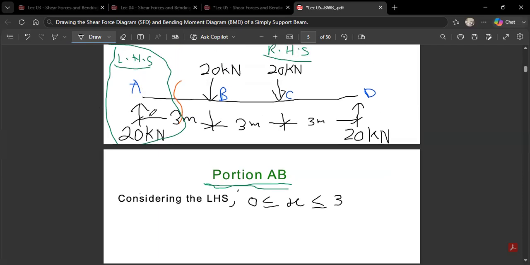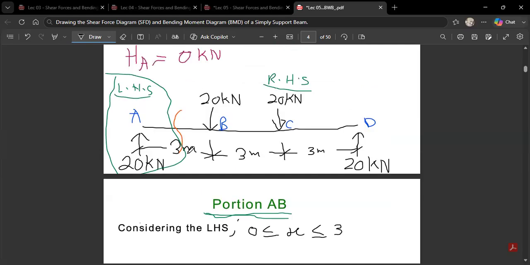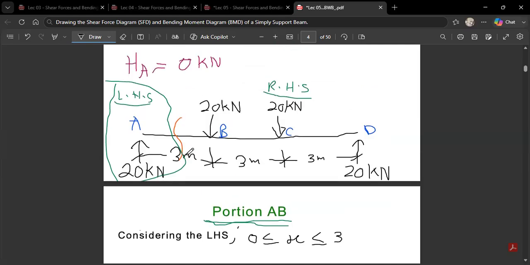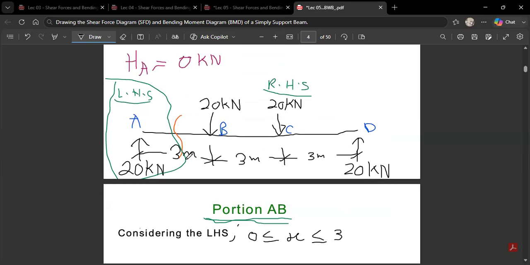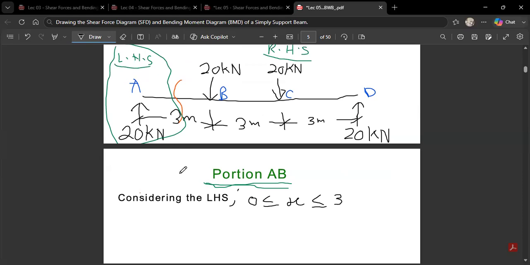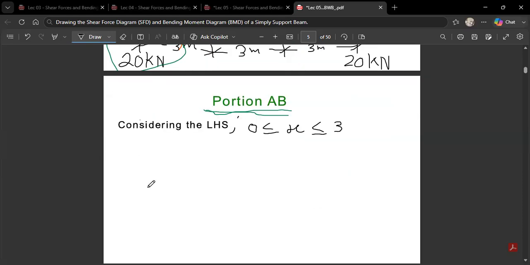We calculate for the shear force values. We also calculate for the bending moment values. Then we are good to go. Do you understand me? Then we are good to go. So I'm going to draw the left hand side now, right away. So this is the left hand side.